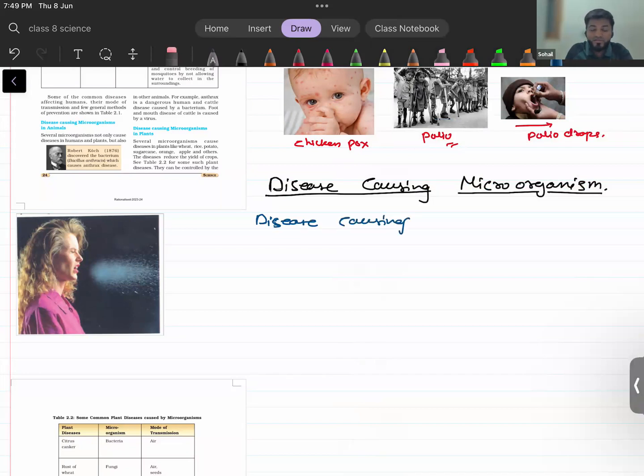Look, these disease causing microorganisms have not left me alone. Even I am suffering from cold and cough.